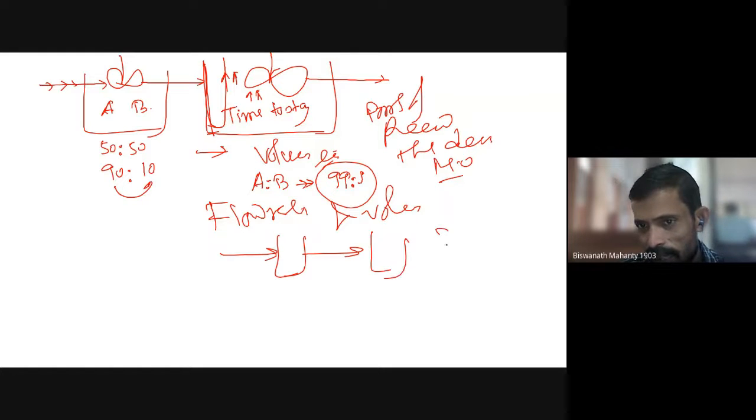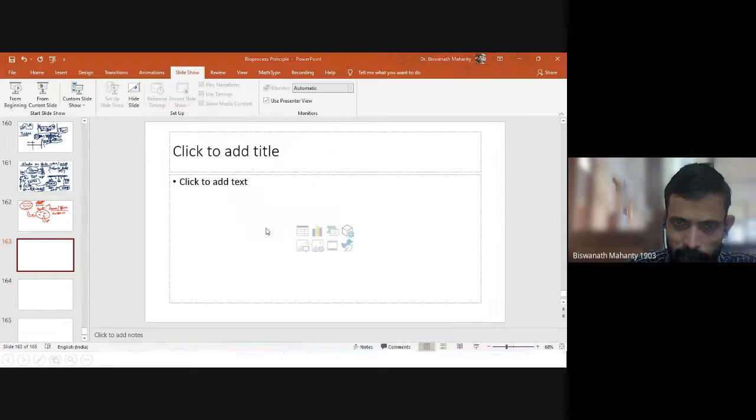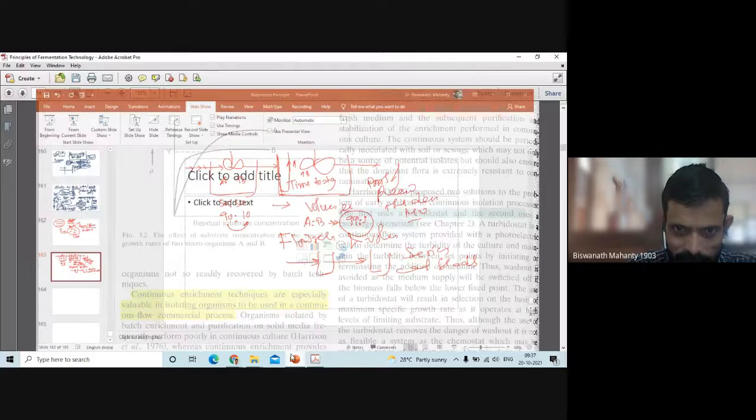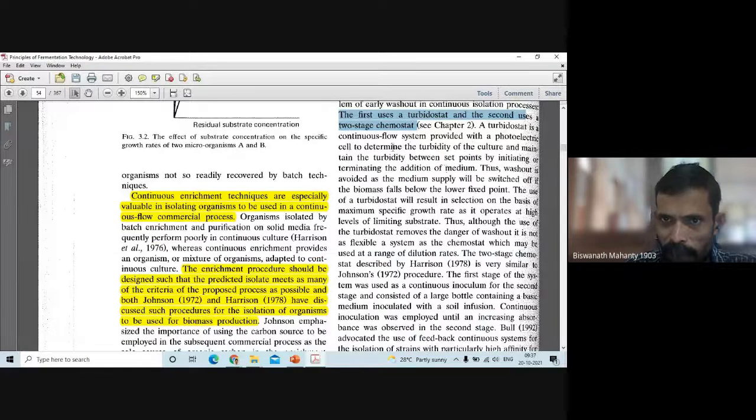CSTR in series can be adapted. So this is one of the simple strategies people can follow when they are going to isolate, but only for industrial processes people do this, otherwise you do not really do it. So the turbidostat can determine the cell turbidity and maintain it. The use of a turbidostat will result in selection on the basis of maximum specific growth rate and it operates at a high level of limiting substrate. This is one approach we told.